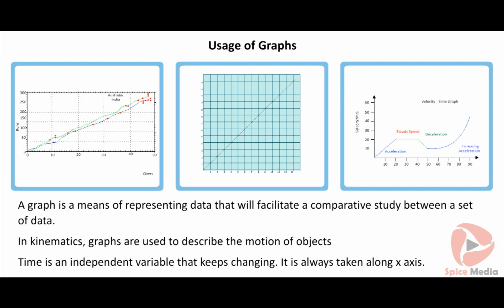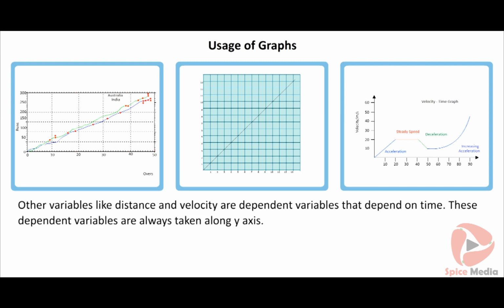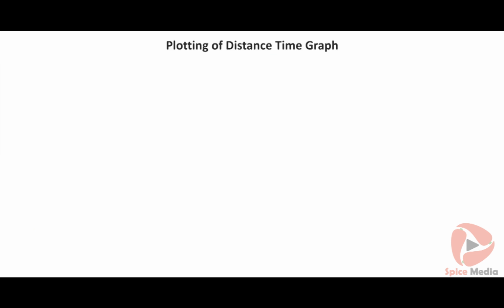In these graphs, time is an independent variable that keeps changing. It is always taken along the x-axis. Other variables like distance and velocity are dependent variables that depend on time. These dependent variables are always taken along the y-axis. Let us try to plot a distance-time graph for the given set of values.